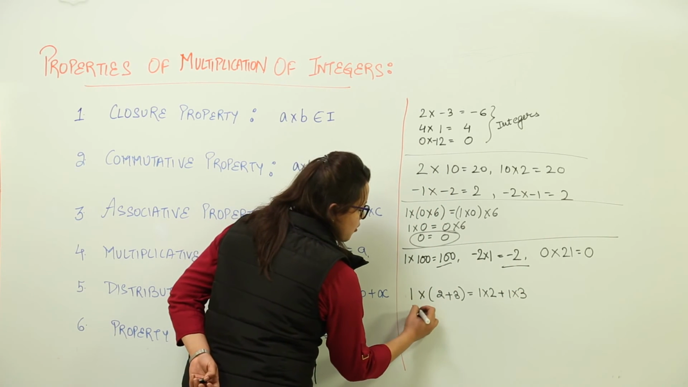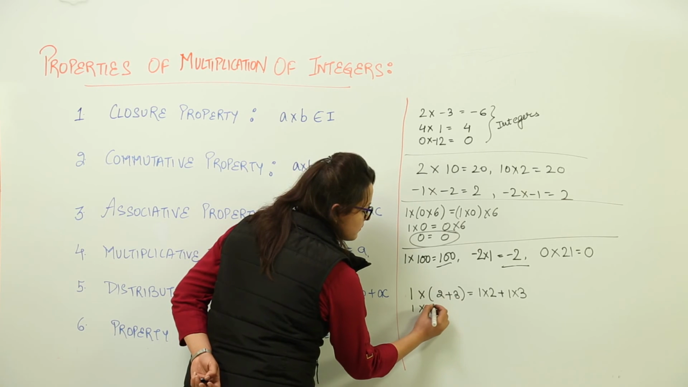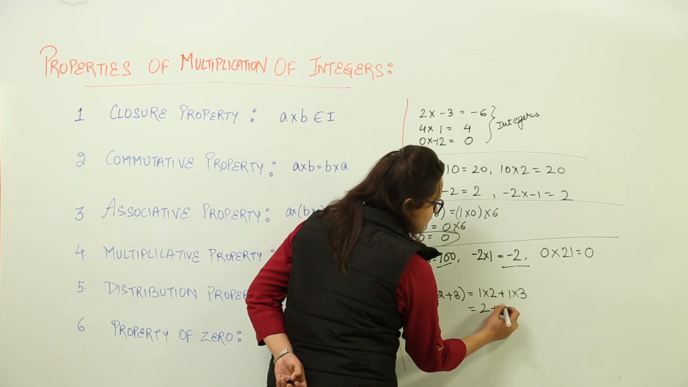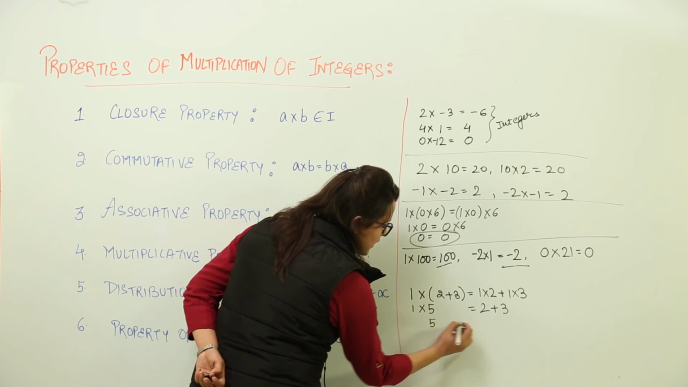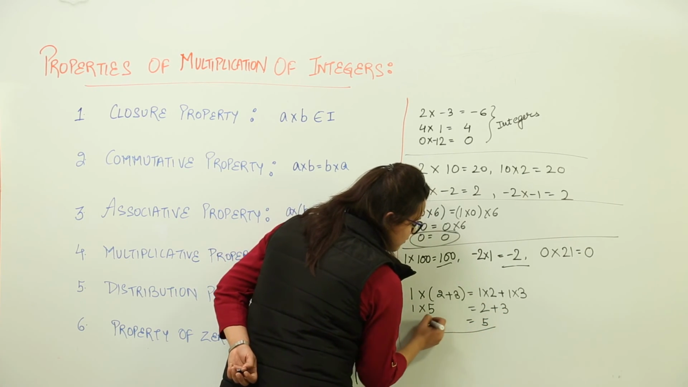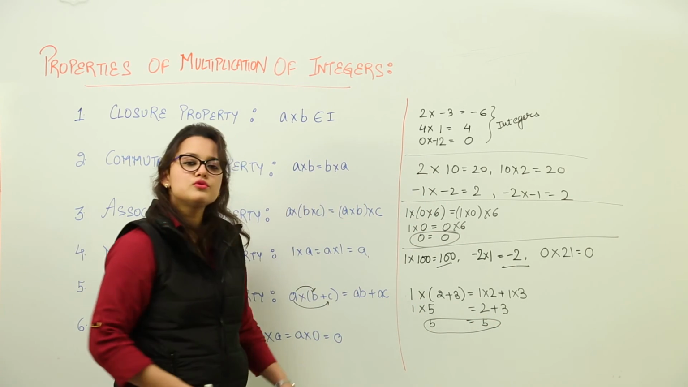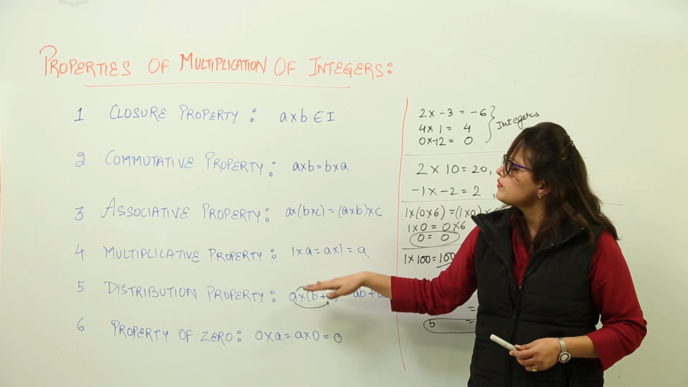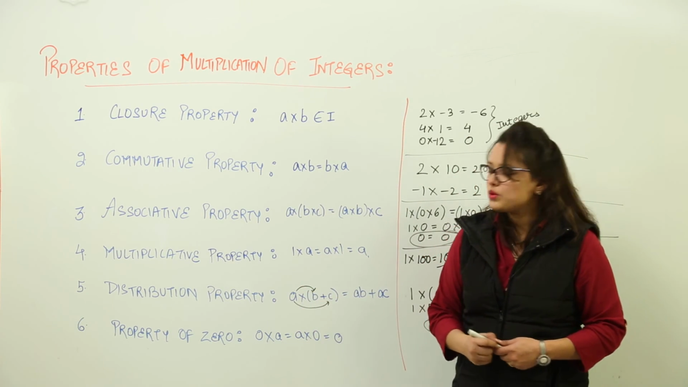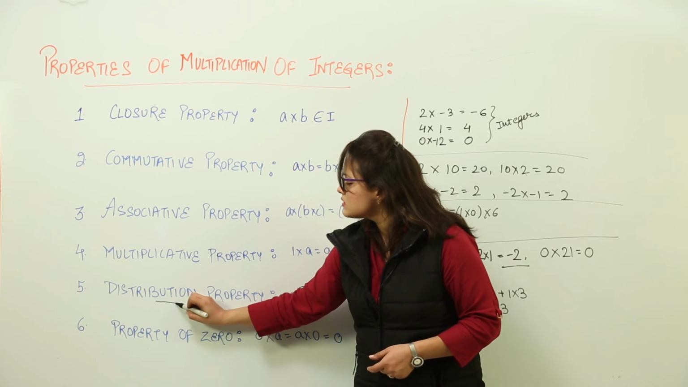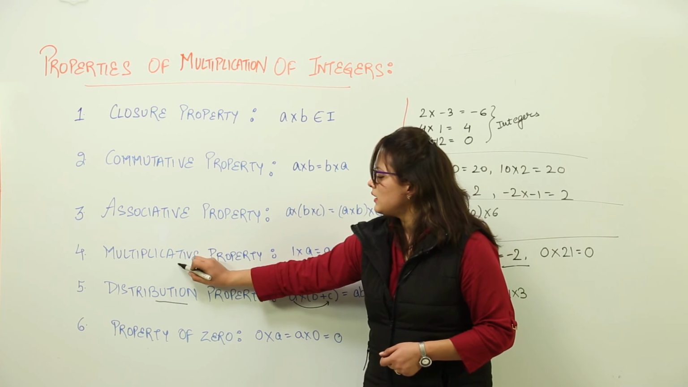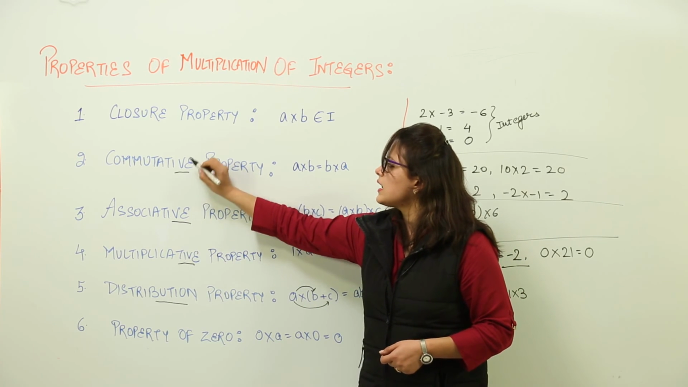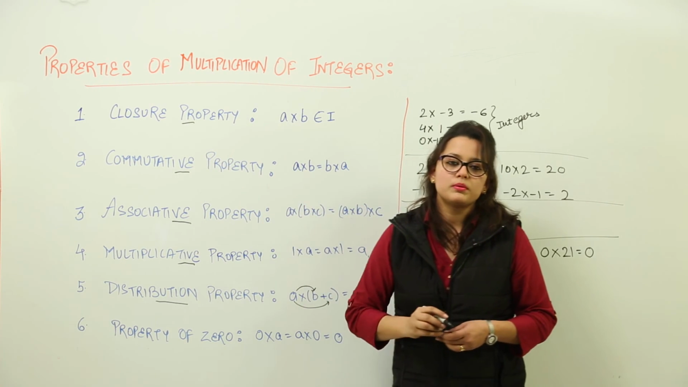Let us check this. 1 into, what is 2 plus 3? It is 5. On the right hand side we would get 1 into 2 plus 1 into 3. Here we have 5 and on the right hand side also we have 5. That means this is also true. So we can conclude that the multiplication of integers is distributive. So multiplication of integers is distributive, it is multiplicative, it is associative, commutative, and is satisfying the closure property also.